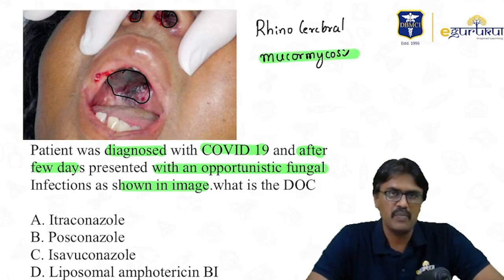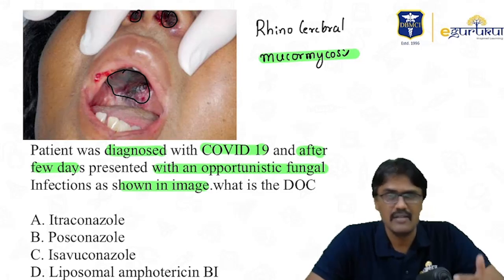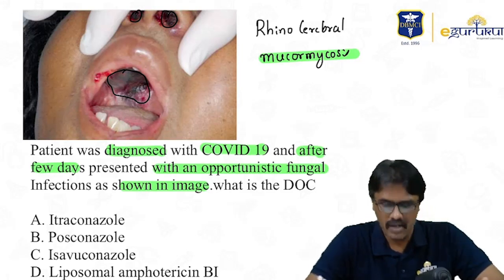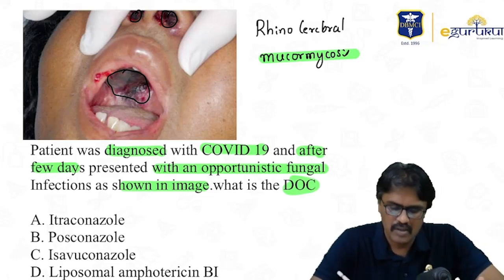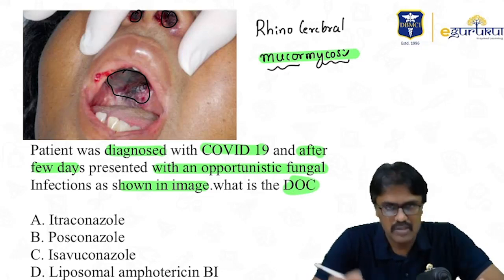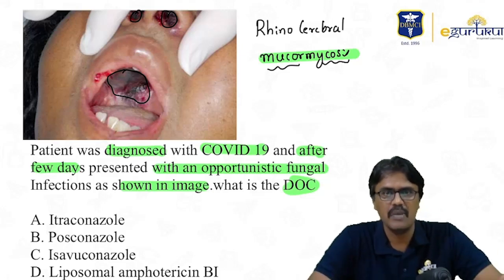So what the media is claiming as black fungus, it's not a black fungus, but people are seeing the blackish eschar, so that's why they are calling it as black fungus. Now, what is the drug of choice is the question now. So what is the drug of choice for this mucormycosis? This is the one question which we are expecting in this upcoming exam.